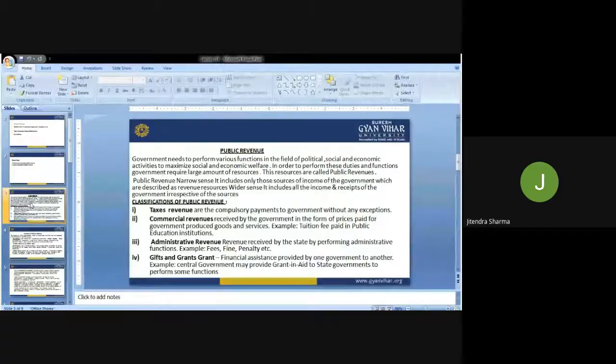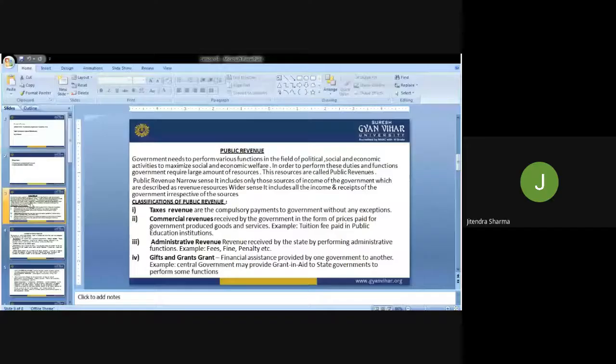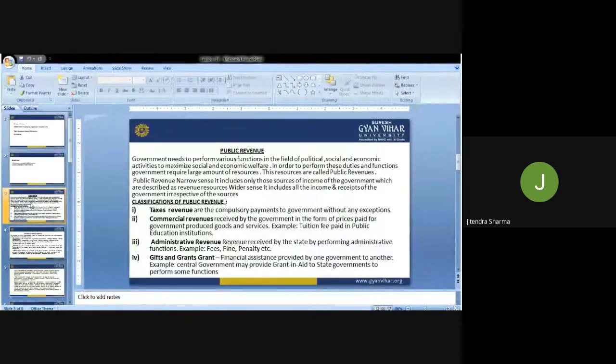Then gift and grant, paid by one government to another government. For example, the central government gave a 50% grant on a particular activity or program which is being launched by the state government. The central government can motivate the state government to launch a program, and they can give for that 50% or 75% or like that. So these are the four categories under which we have classified the public revenue.